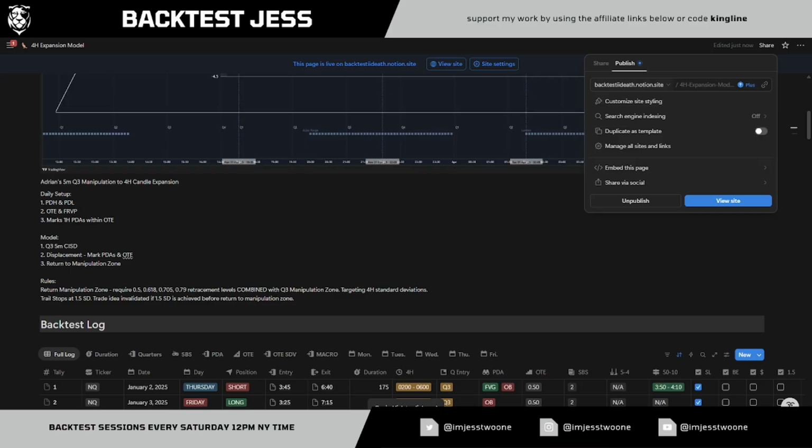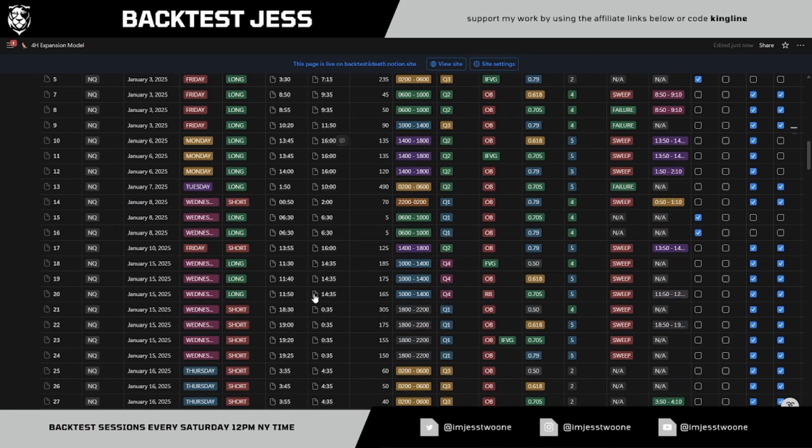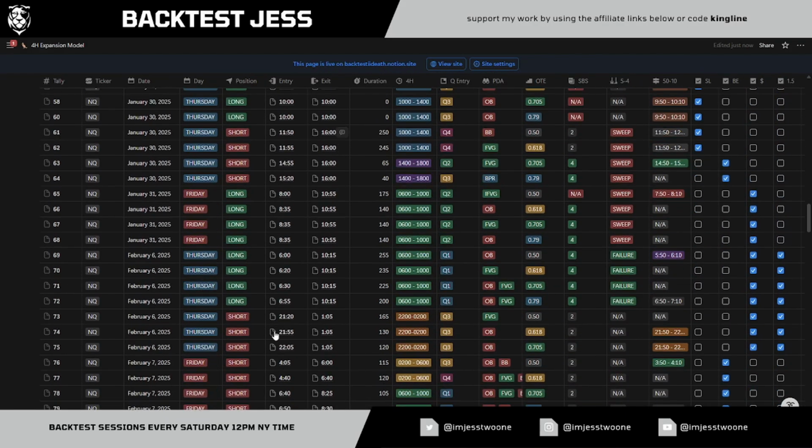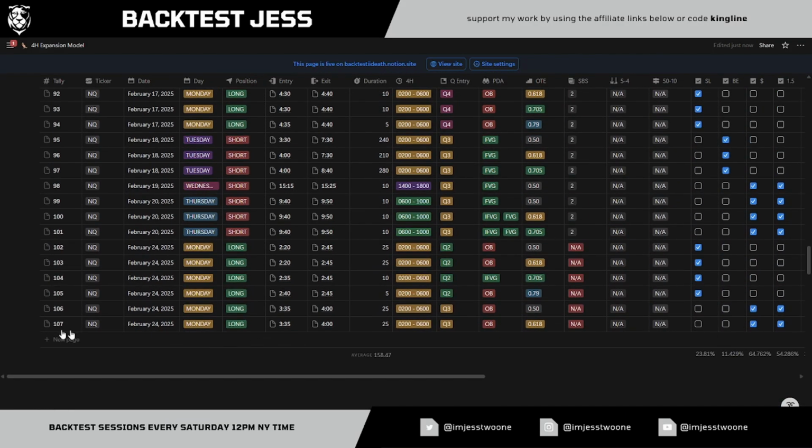This is all the data that we've collected on the specific model. We've been backtesting this since the beginning of April, so we're about 107 reps today. And my goal for this session is to finish up all of our February reps, which I think is very possible. I think we can do it.